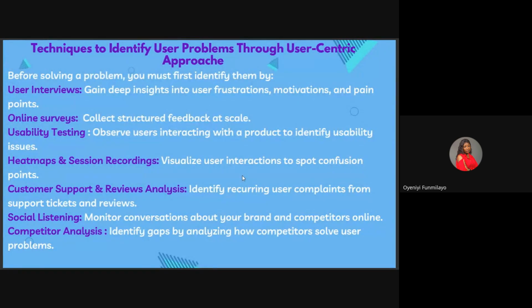Maybe if somebody is saying a complaint, you can easily identify it, rather than somebody mentioning you online and you will not even know what is happening. So social listening will actually help you with that. Then competitor analysis: you identify gaps by analyzing how competitors solve user problems.